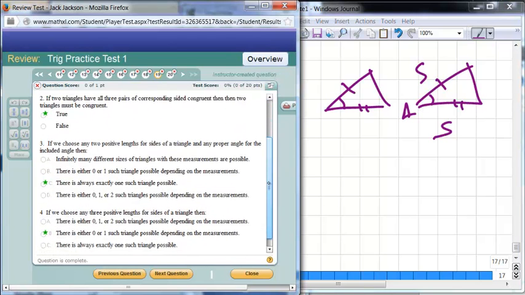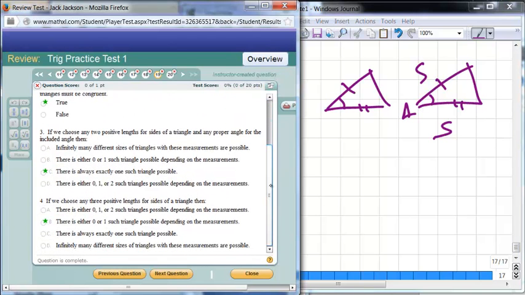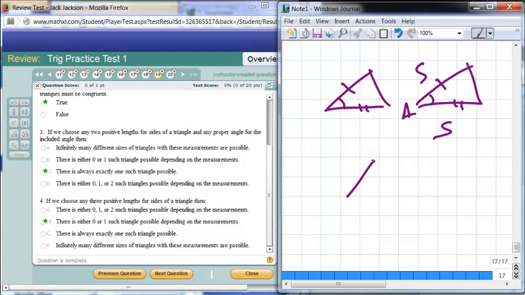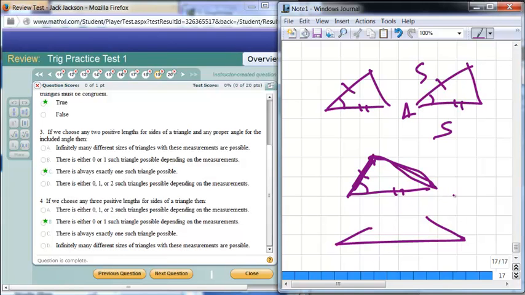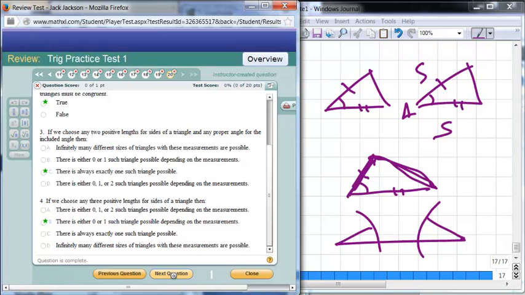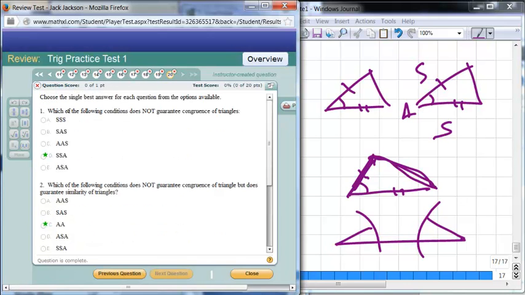We know that's true. If we choose any two positive lengths for a side of a triangle, and a proper angle for the included angle, okay, so you go out here a certain length, and you do it at a certain angle, there's only one choice to finish up your triangle. So there's exactly one triangle, and there's no way you can mess it up. If we choose any three lengths, there's either 0 or 1. If you choose a length here and a shorter length and a short length here, there's nowhere you can rotate them where they will meet. But if you do rotate them where they'll meet, there's exactly one triangle.